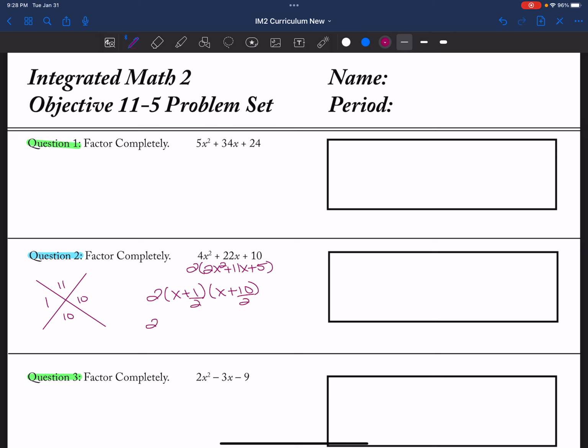And I'm reducing. So 2 times, just kidding. It will eventually be there, but we can't do that yet. x plus 1/2 and x plus 5/1. So then I get 2 times 2x plus 1 and x plus 5, because you bring what's in the bottom to the top. Oh my gosh.